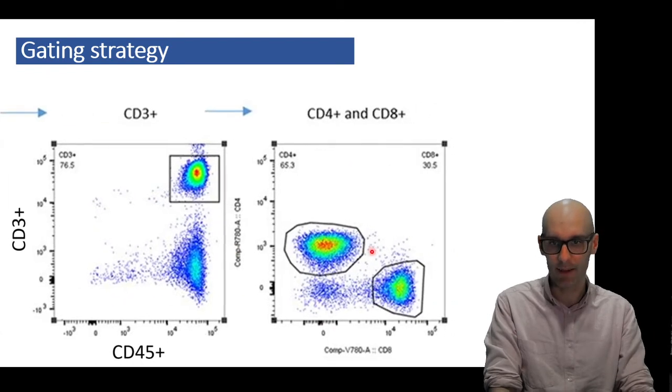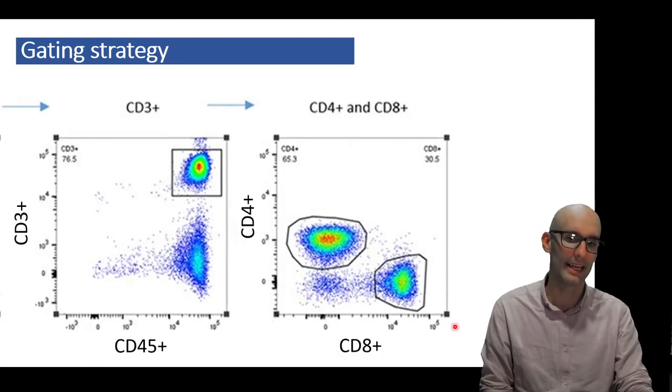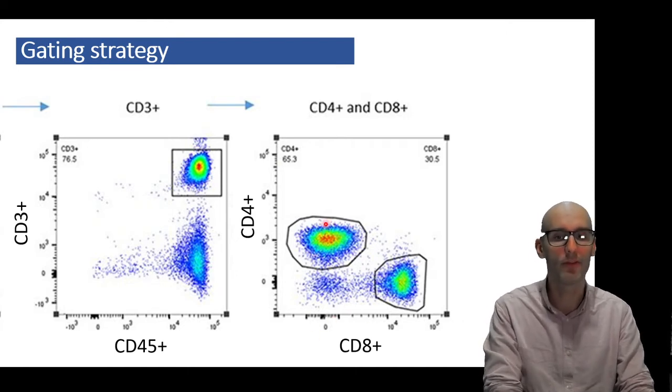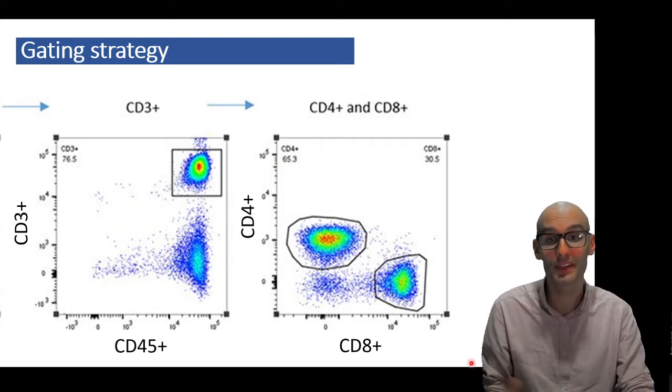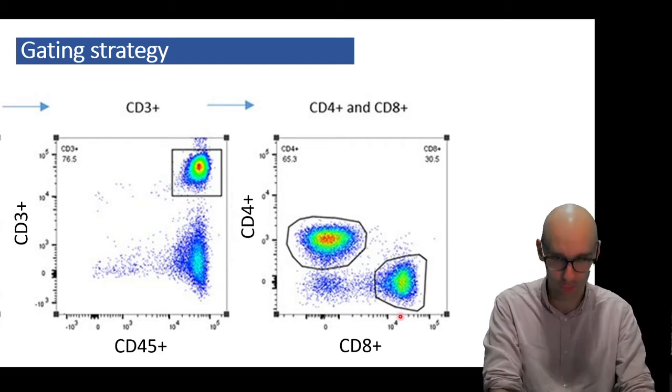And then the next step is to look for CD4 on the y-axis and CD8 on the x-axis. So these are our CD4 positive cells, which are our T helper cells, and these are our CD8 positive cells, which are our cytotoxic T cells, right?